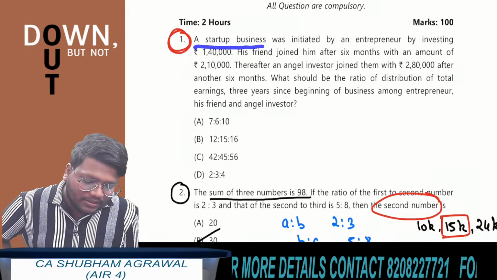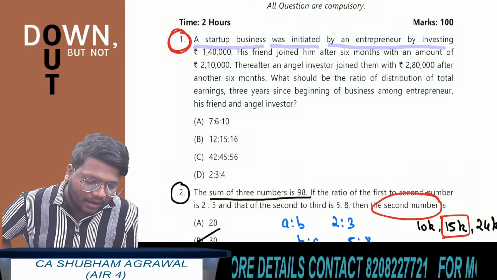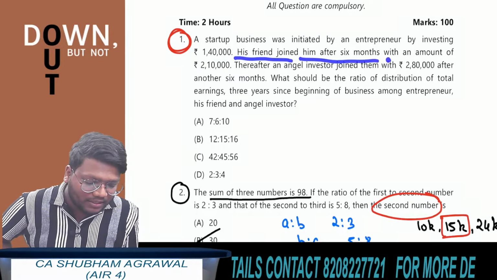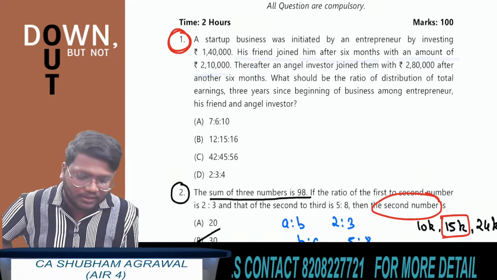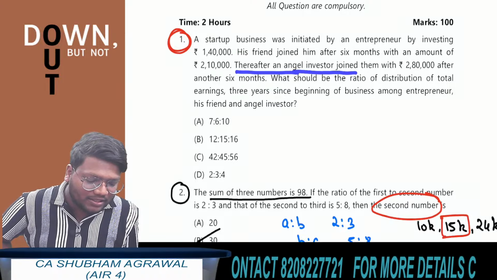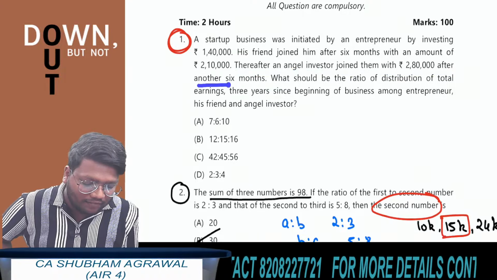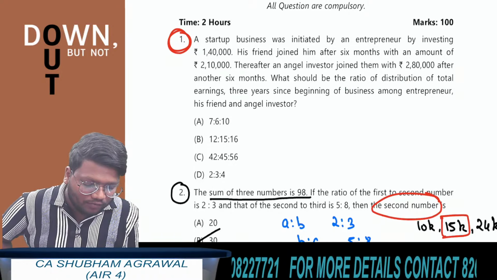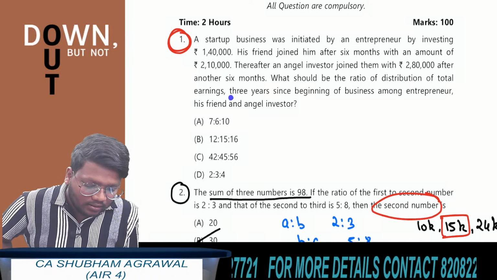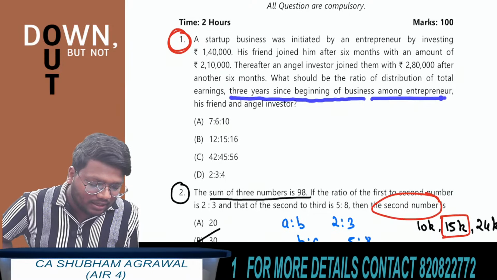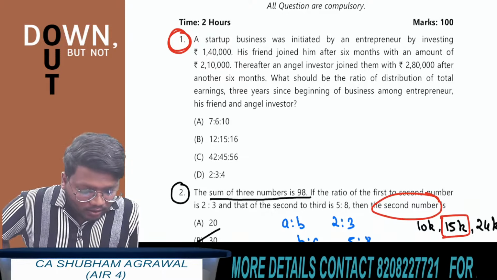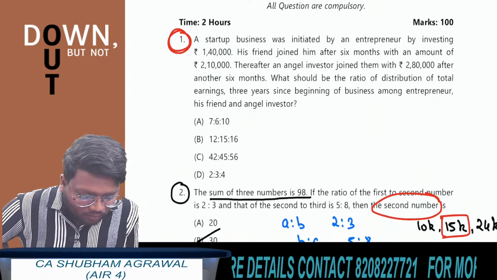A startup business was initiated by an entrepreneur by investing 1,40,000 rupees. His friend joined him after 6 months with an amount of 2,10,000 rupees. Thereafter, an angel investor joined them with 2,80,000 after another 6 months. What should be the ratio of distribution of total earnings 3 years since the beginning of business among the entrepreneur, his friend and the angel investor? Okay, the entrepreneur has invested how many rupees?